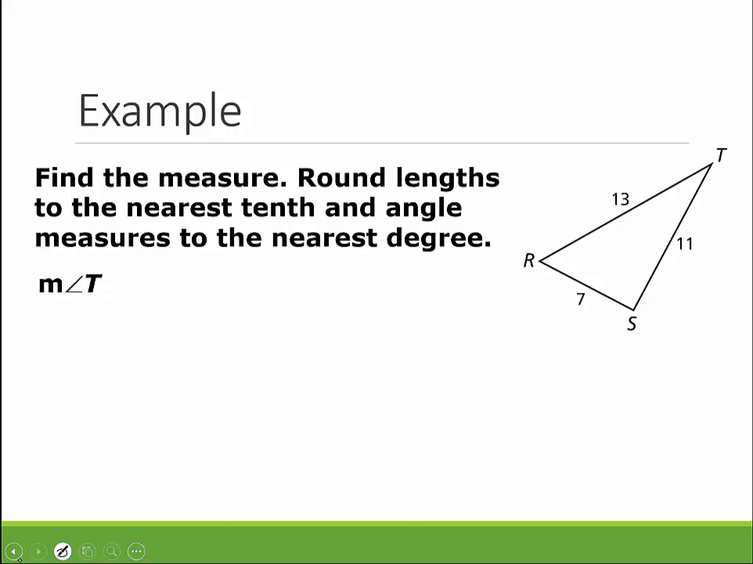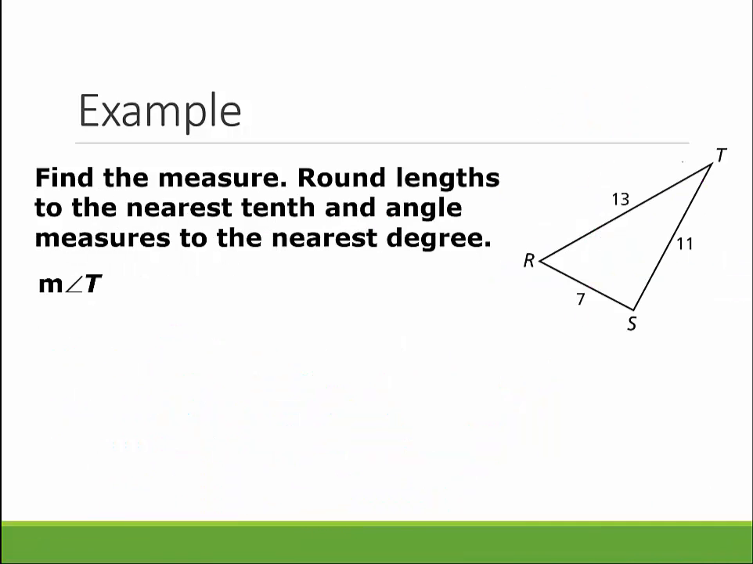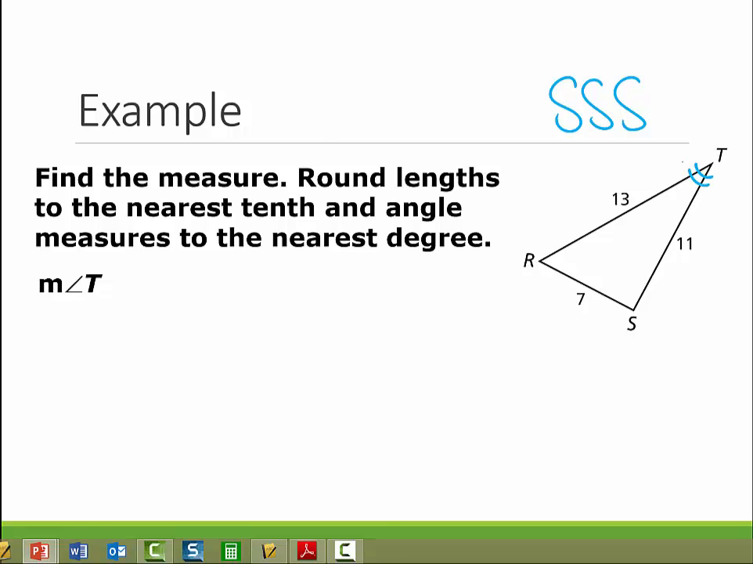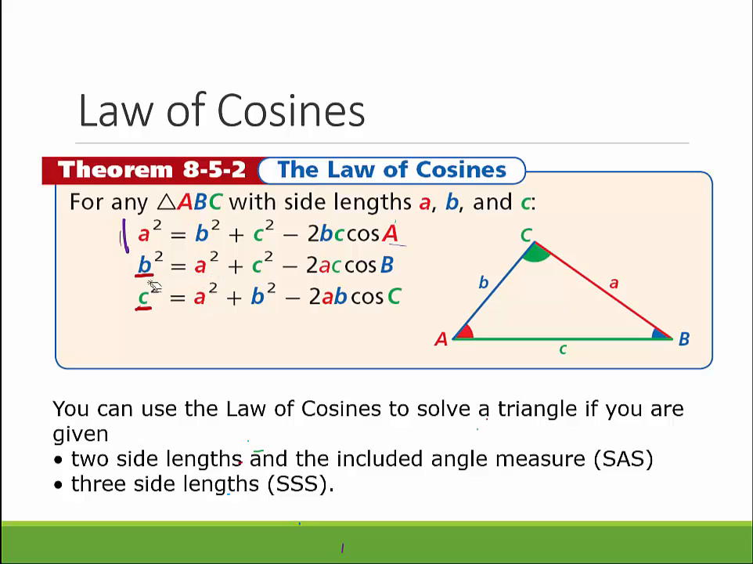So let's try another one. If you looked here, we were given a side, an angle, and a side. That was one of the ways that we said we can use the law of cosines. This one over here, we're given all 3 sides. So that means they're going to ask us to find the measure of an angle, and we want this angle right here, angle T. So when you're doing the law of cosines, we are going to need to take the inverse cosine eventually to find one of these angle measures. And again, it doesn't matter which one you use.